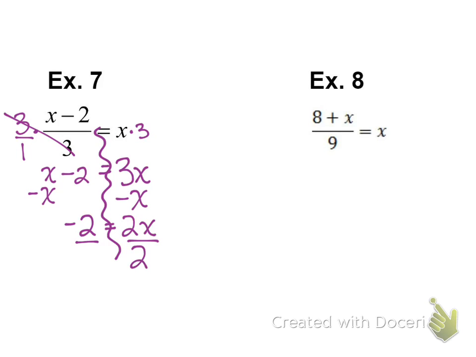Careful. Divide by what? Good. Divide by whatever is right next to the x. In this case, that's a positive 2. Negative 2 divided by 2 leaves us with a negative 1. X equals negative 1.